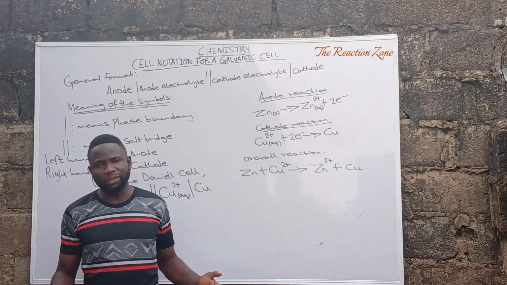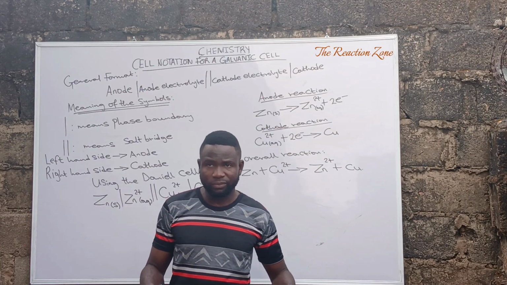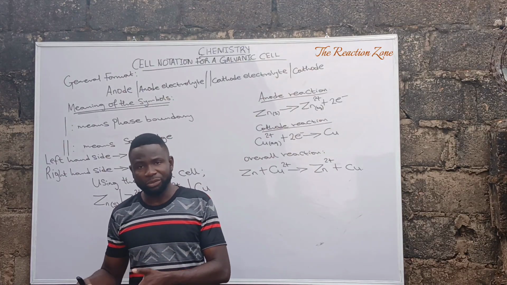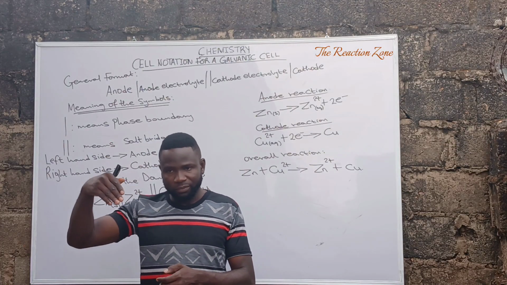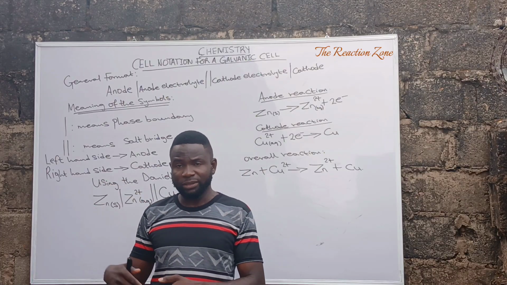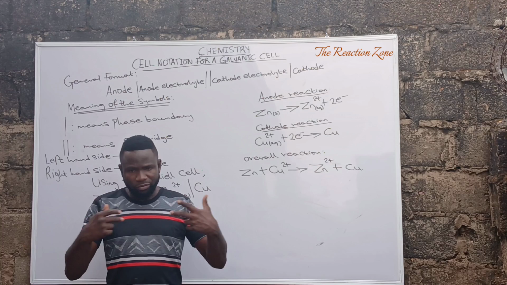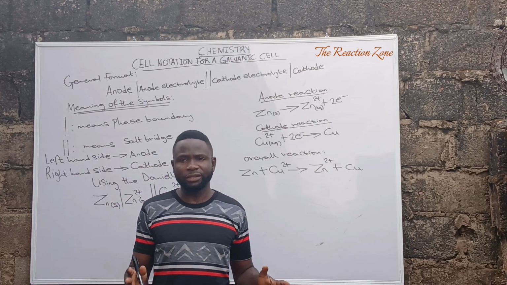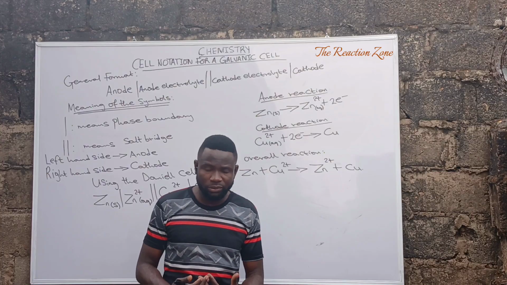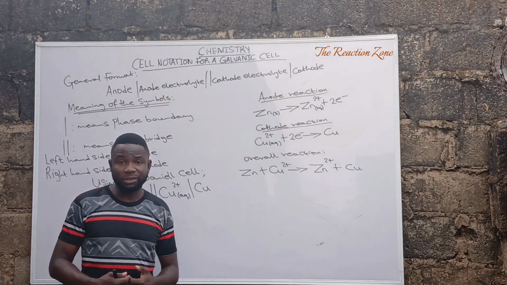Now, a galvanic cell has two compartments. Each of these compartments is made up of a metal in contact with an electrolyte that contains its ions, and they are connected with a salt bridge. However, this can be represented using symbols, and that is exactly what the cell notation for a galvanic cell is about.